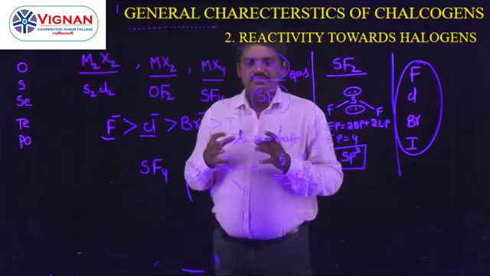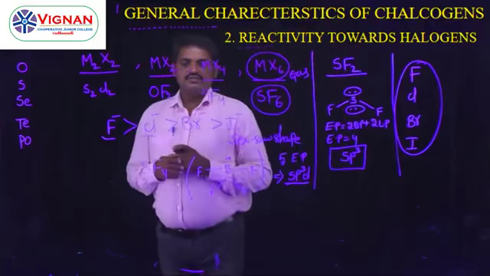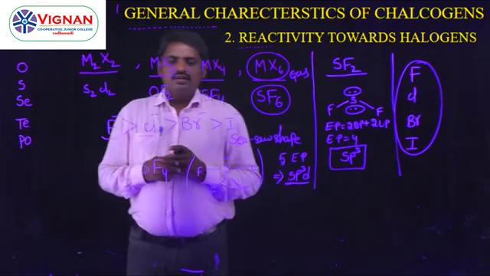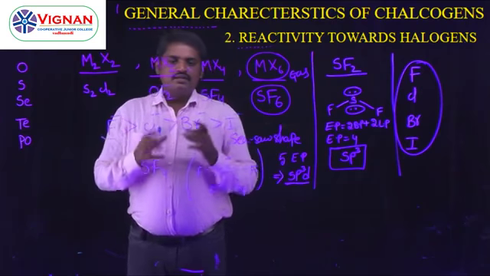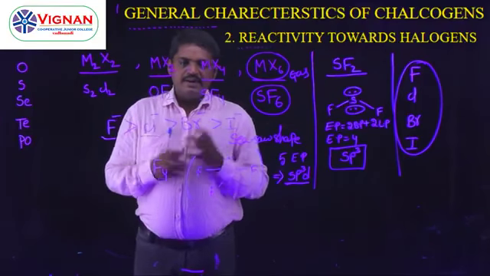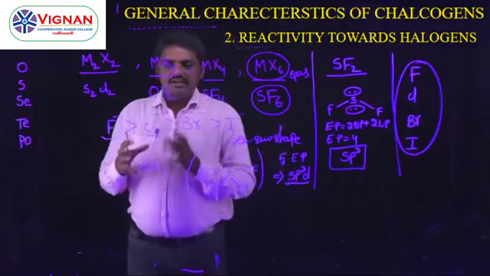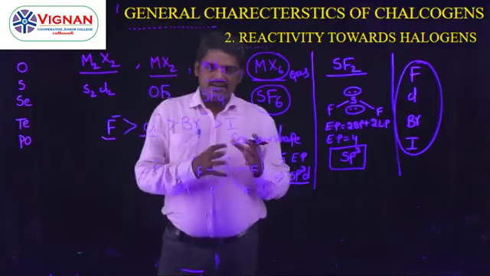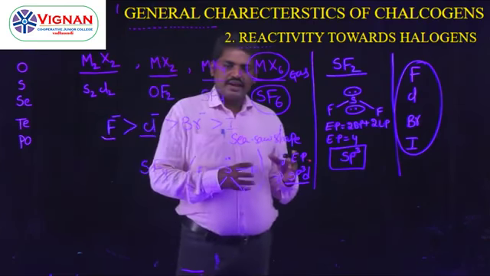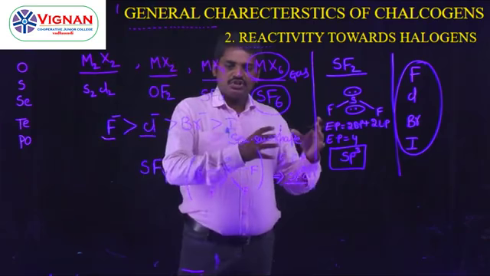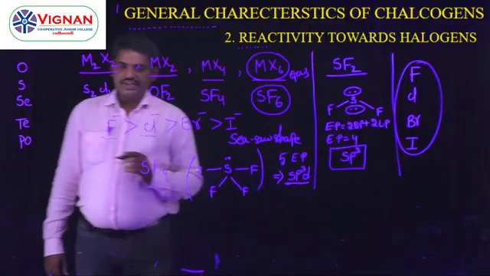Disproportionation reaction means a single step reaction in which similar elements exhibit both processes, like oxidation and reduction. That type of reaction is known as a disproportionation reaction. One example is taken.